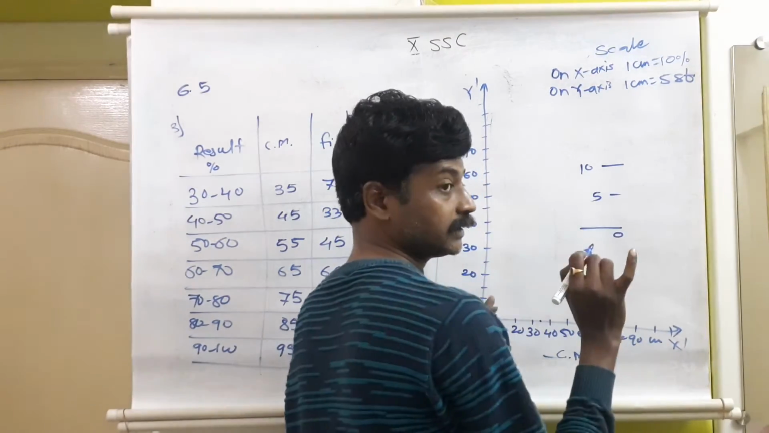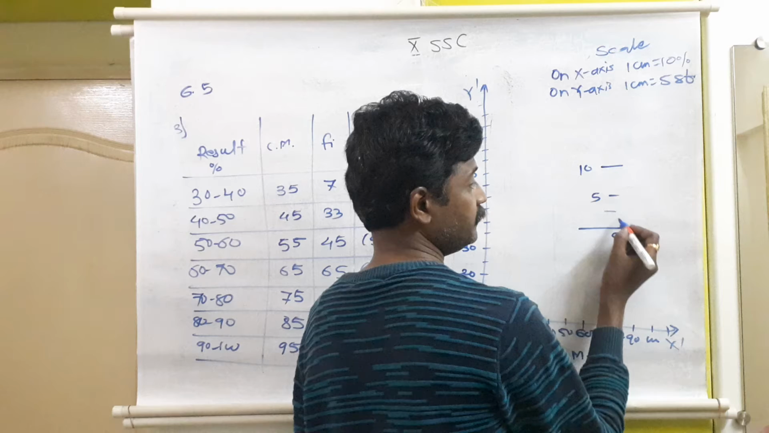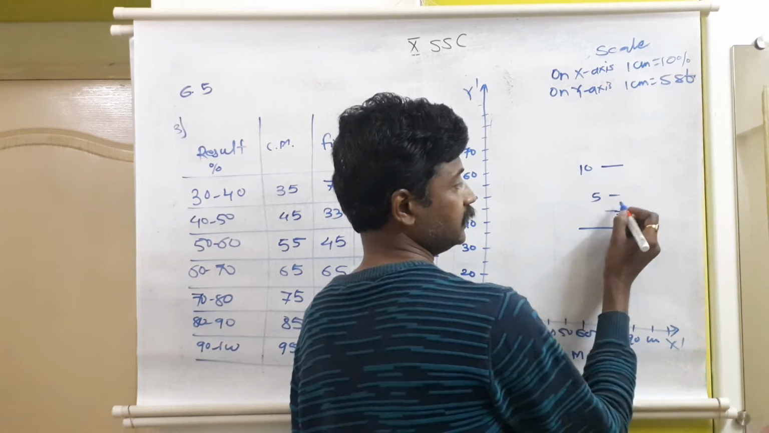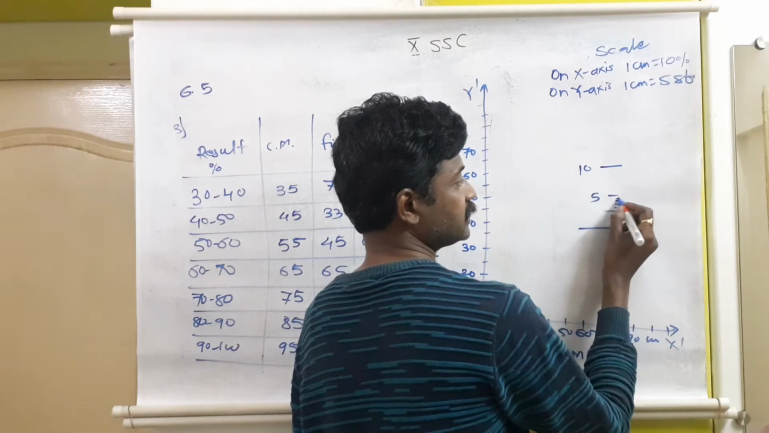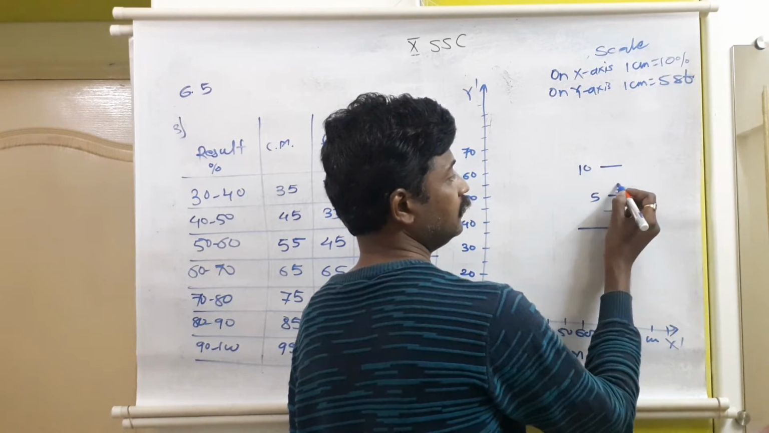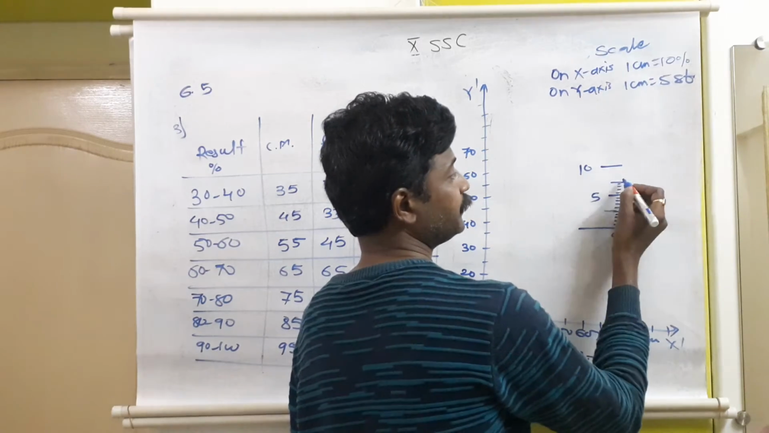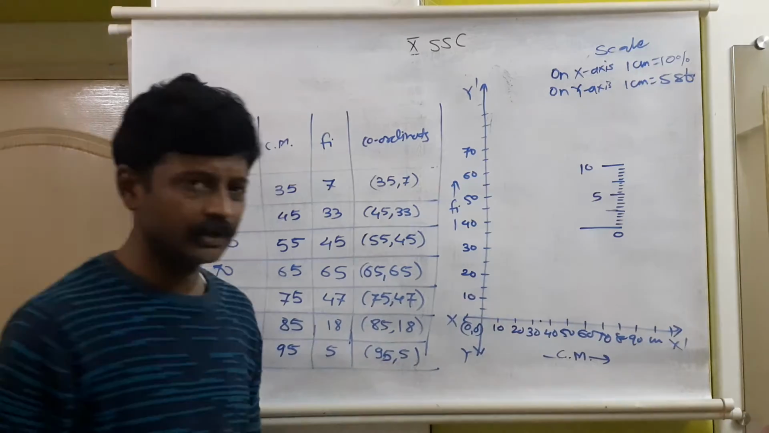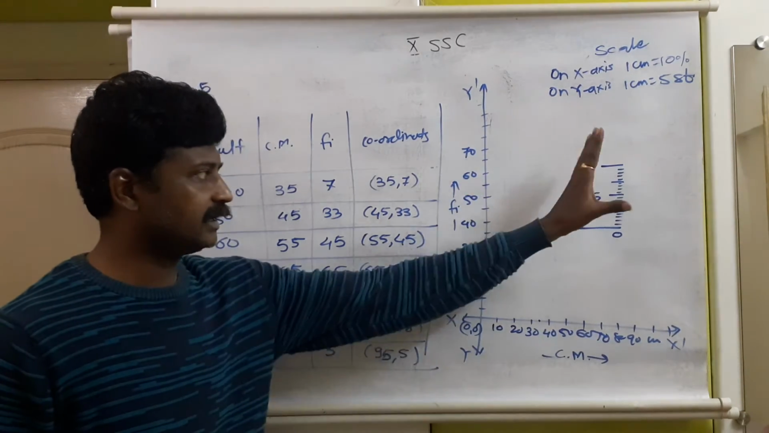In between there are 9 small lines. This is the center. 1, 2, 3, 4, then the 5th, 6, 7, 8, 9, and then 10. In the same way, 1, 2, 3, 4, 5 center, 6, 7, 8, 9, and 10. The same is enlarged here.